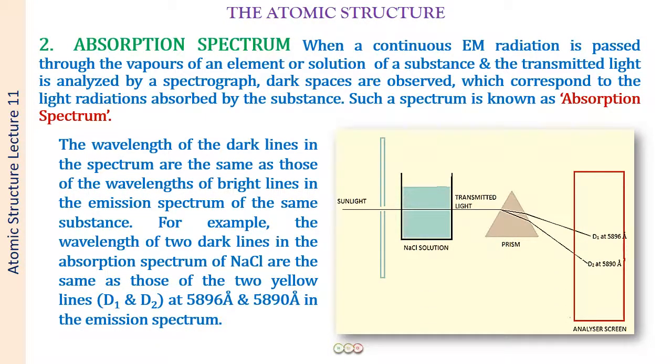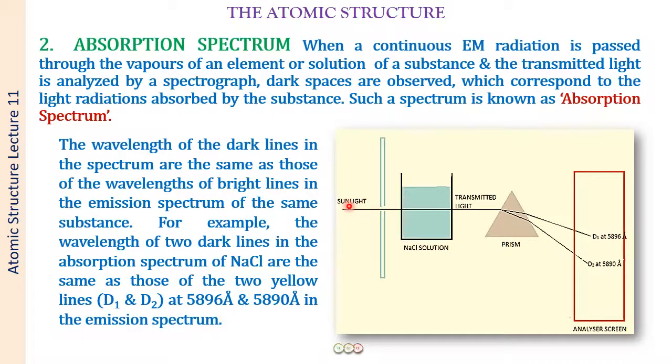We have the experimental setup, and according to this setup, we have a solution. We can take vapors of an element also, or a solution of a substance also. So here we have taken a sodium chloride solution. Otherwise, if you want the vapors of an element, you could take that in a similar discharge tube as you took for the emission spectrum. The only difference here is that we are not passing electricity through it. What we are doing is placing this in front of a light source.